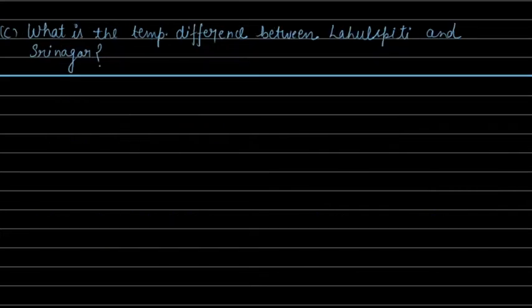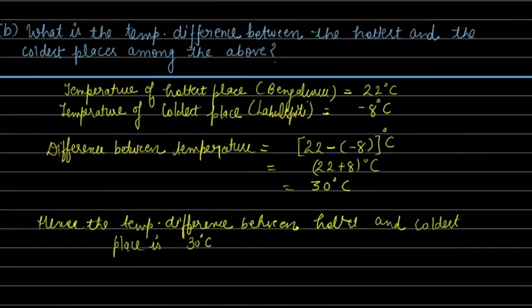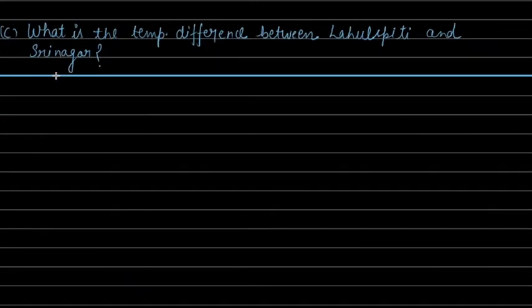Let's see part C of this question. What is the temperature difference between Lahaul Spiti and Srinagar? Lahaul Spiti temperature was how much? Minus 8. And Srinagar temperature is how much? We have written Srinagar temperature as minus 2 degrees Celsius. And then we have to calculate the difference. Again we will write the statement: temperature of Srinagar is how much? Minus 2 degrees Celsius, right? And then temperature of another place, Lahaul Spiti.